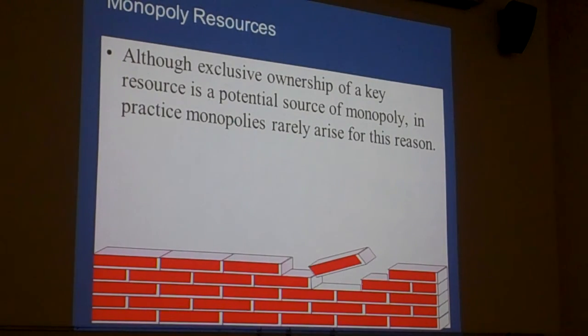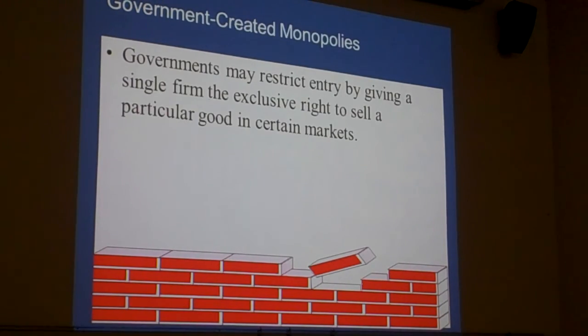Number 2, government created monopolies, and that would be like copyrights and stuff. And also patents, and there's a reason for this, and I'll explain why.